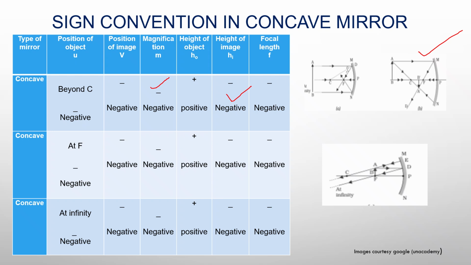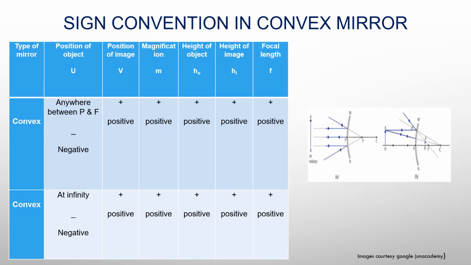So first of all, when you have to apply sign convention, just remember the ray diagram, where the image is formed, where the object is kept, how is the image, whether it is inverted or erect. Now these are the sign conventions in concave mirror. Let us go to convex mirror.